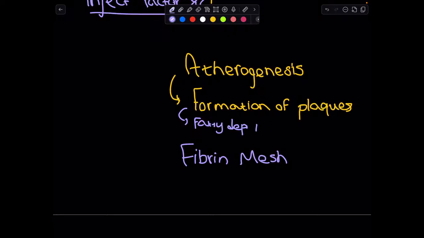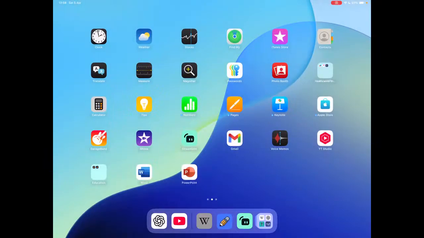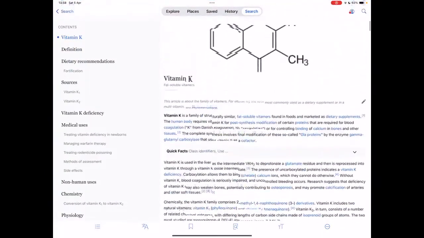Fatty deposits, and you said that we have cholesterol too. Exactly. Cholesterol is a major part of those fatty deposits. When there's too much in the blood, it can accumulate in the artery walls, contributing to plaque formation. It's a key player in atherogenesis and why managing cholesterol levels is important for heart health.